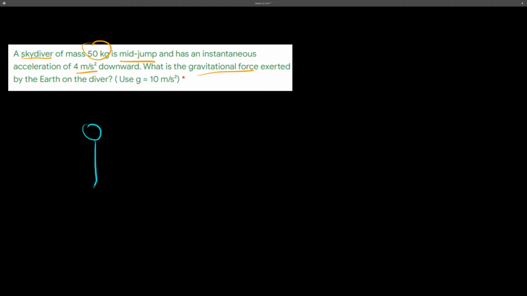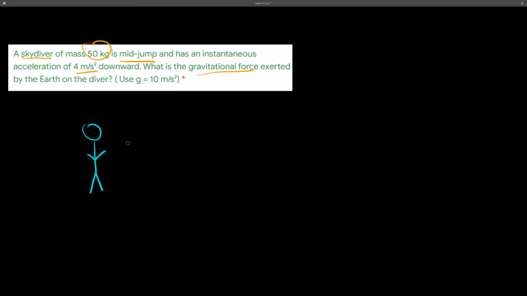So for this next question, we have a skydiver of mass 50 kg, and he is mid-jump. He just jumped off his plane or jet, and he has an instantaneous acceleration of 4 meters per second squared downwards. What is the gravitational force exerted by the Earth on the diver? So it wants to know the gravitational force. First of all, whenever you have these types of questions, we should draw the free body diagram.